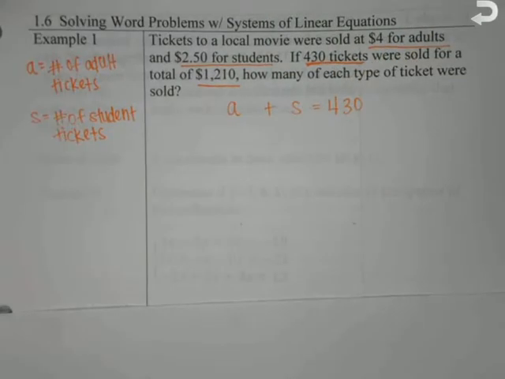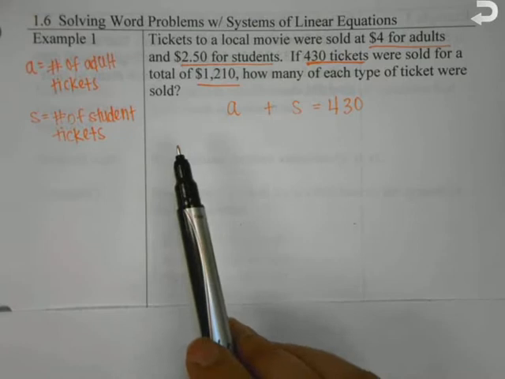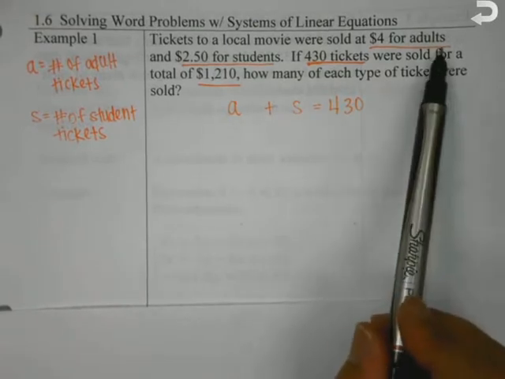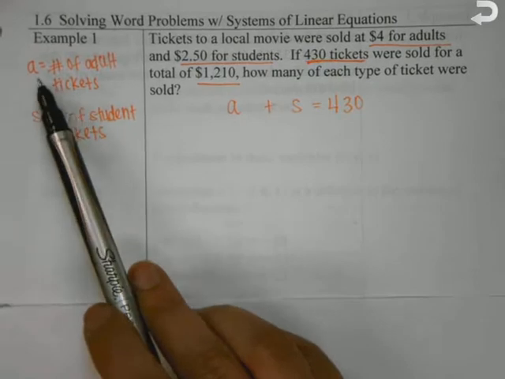Now a lot of the rest of the information all has to do with the amount of money. So let me give you guys this situation first. At $4 a ticket, if I sold one adult ticket, how much money did I make? If I sold 2 adult tickets, how much money did I make? $8. If I sold 5 adult tickets, how much money did I make? $20. How are you figuring that out? You multiply the number of tickets by the price, right?